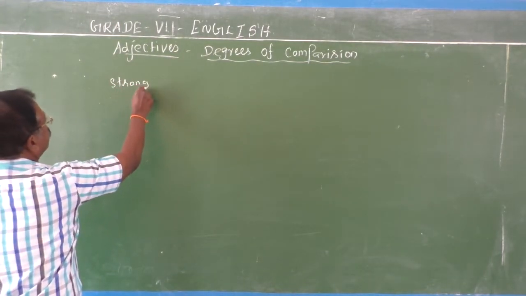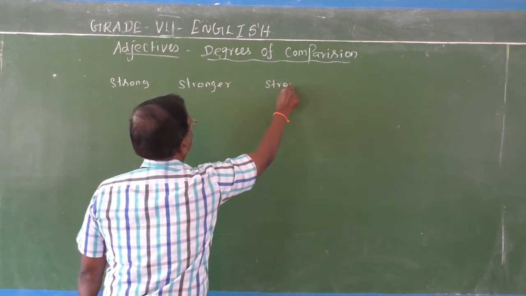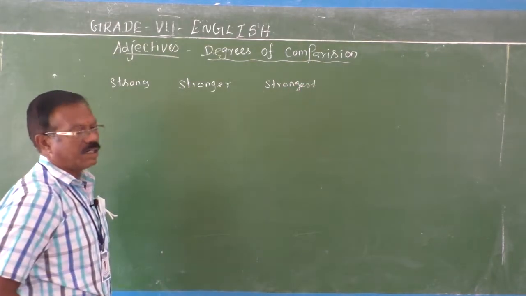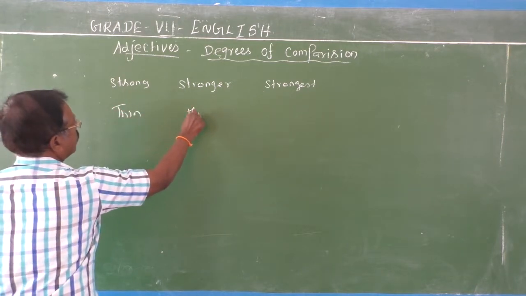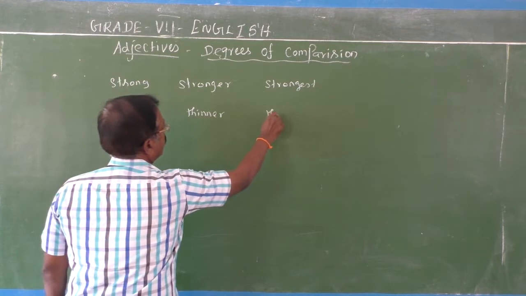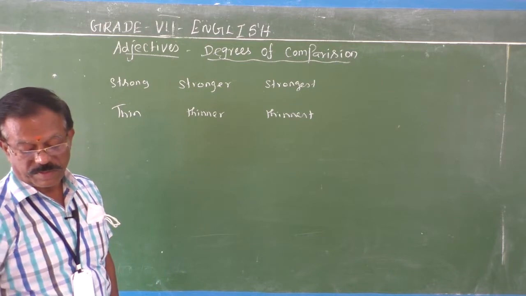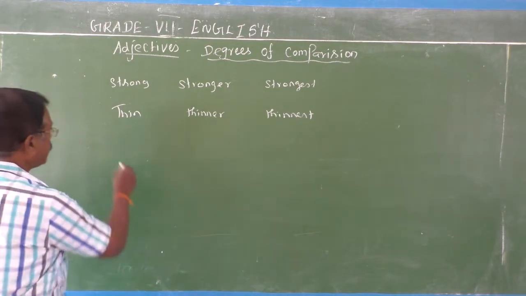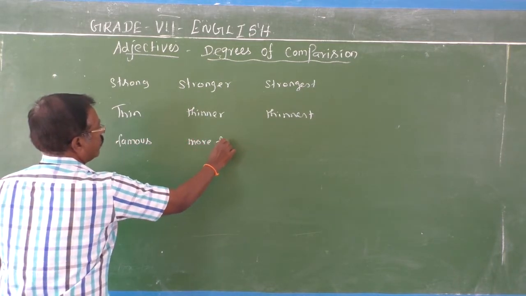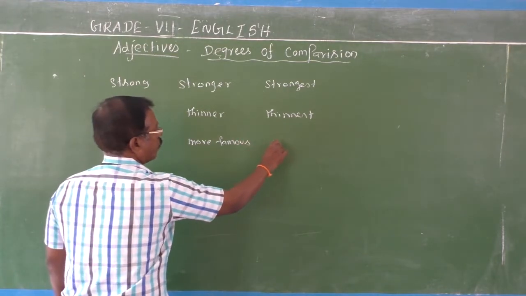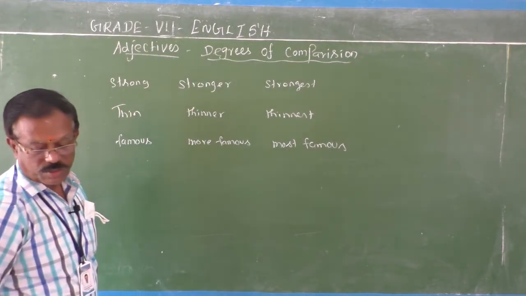Strong, stronger, strongest. Thin, thinner, thinnest. See how these comparative and superlative degrees are formed. Listen to me very carefully. Famous, more famous, most famous.